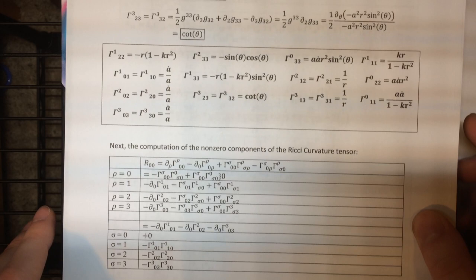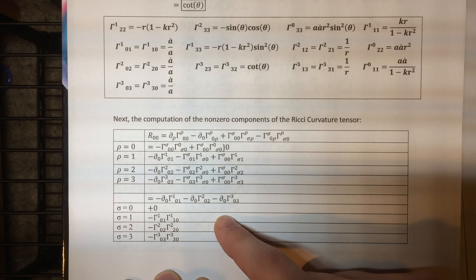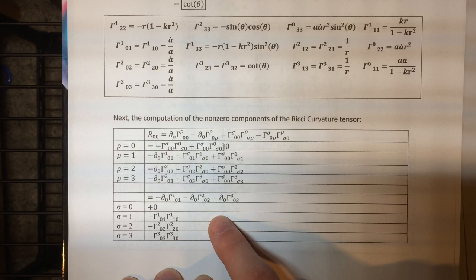Now, this is a bit more complicated. I use this table here to organize my expansion of the sums over dummy indices. And the reason why I do that is because it gets messy fast, and it's easy to forget a term or add in an extra term accidentally. So just to keep things organized, I use this table.